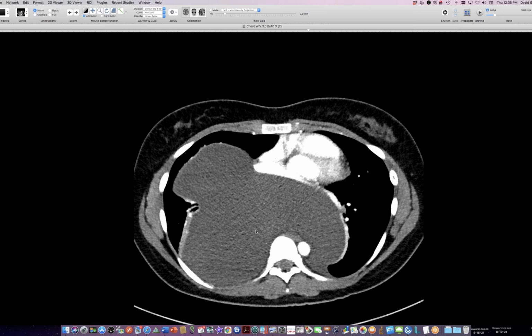Now, David, do you know how they got this one out? Did they do a lateral thoracotomy or a? They did a clamshell. Okay.